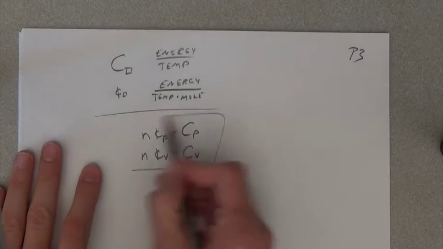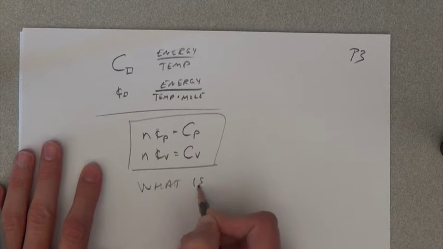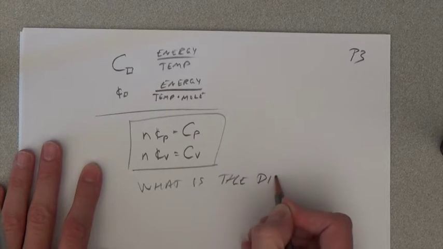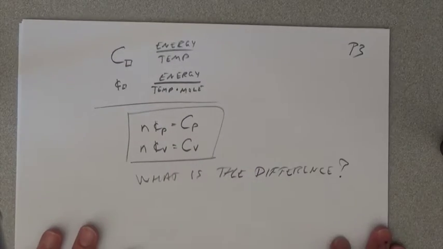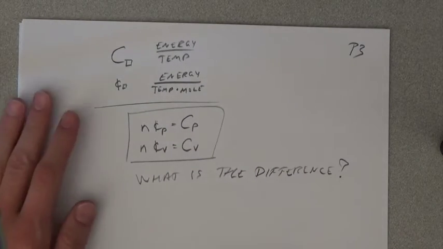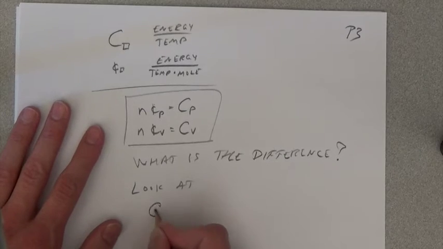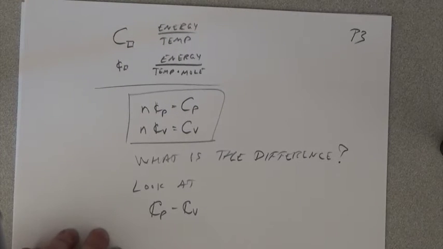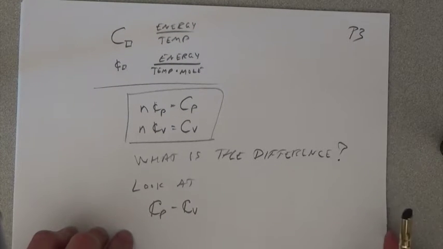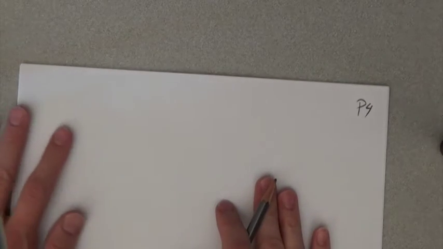And we have these, and there is a difference. What is the difference? We can just take the difference and see that. So we can look at Cp minus Cv. Now your textbook goes through about a 5-step proof. It's actually really simple. I'm going to skip that, and I'm going to jump to the result of that.